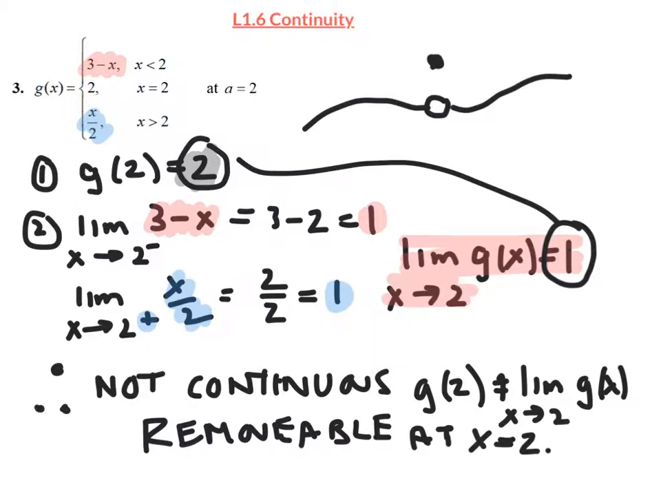So this is our statement. It was not continuous because the value of the limit did not equal the value at the moment. That's known as a removable discontinuity at the x equals 2 value.